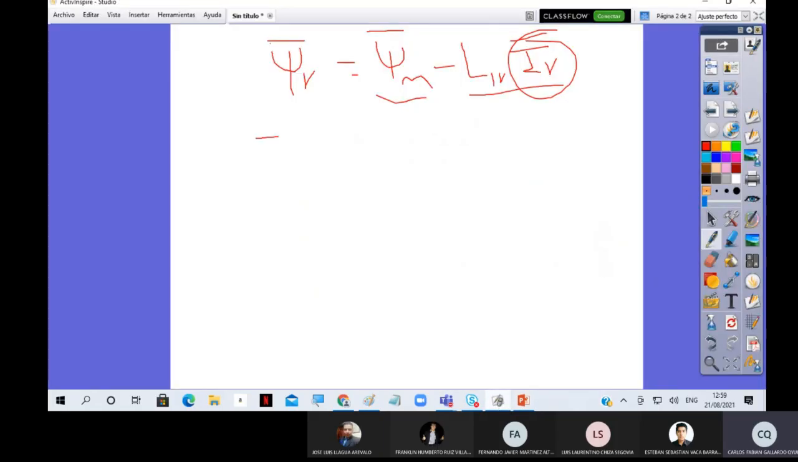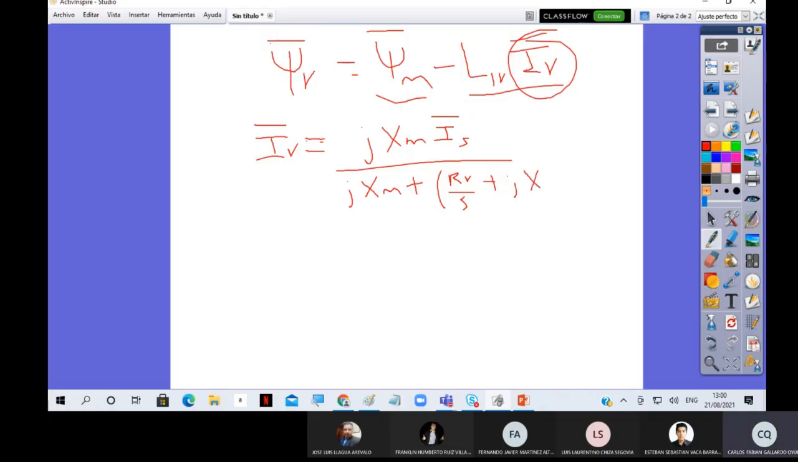Therefore, from this circuit, the rotor current, this is phasor, is equal to the magnetizing inductance, stator current over the magnetizing inductance plus the rotor resistance over the slip, plus j the leakage inductance, applying the current divider, okay, applying the current divider.